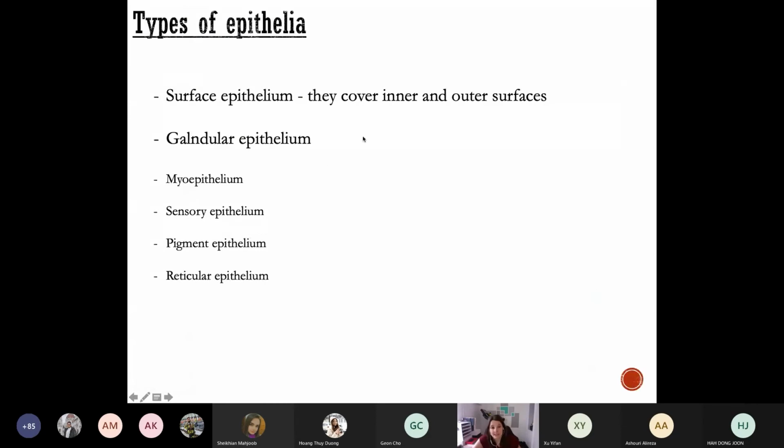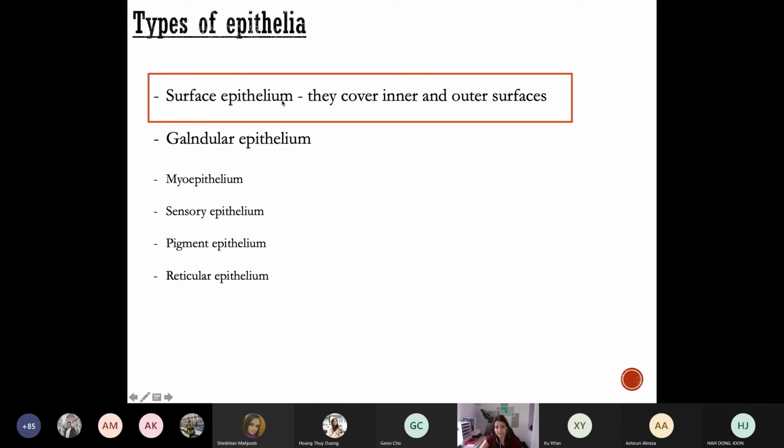We will do the surface epithelia today. If you remember from the first lecture, the epithelial tissue we can divide into main categories, and the most important maybe is the surface epithelium, which is found on the inner and outer surfaces of the body. Other types are the glandular epithelium. I just misspelled it here, I will correct it. Myoepithelium, sensory, pigment, and reticular epithelium. On Thursday, we will talk about these topics as well.